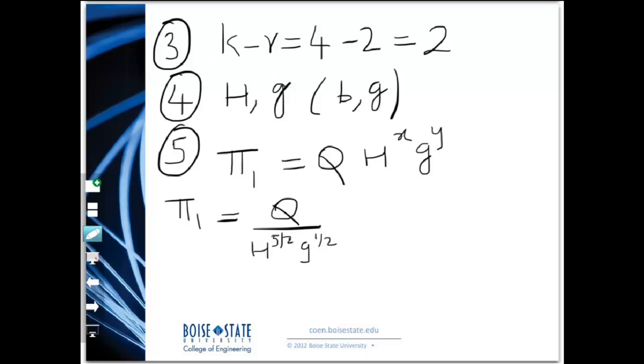Similarly, you can do pi 2, which would be B as your non-repeating variable, H and G, with some powers x and y. If you go ahead and solve, obviously from inspection you can say B has a length scale, H is a length scale, so you expect this would be B over H. At this point you have determined all the pi groups in the problem. So you go ahead and write your answer.